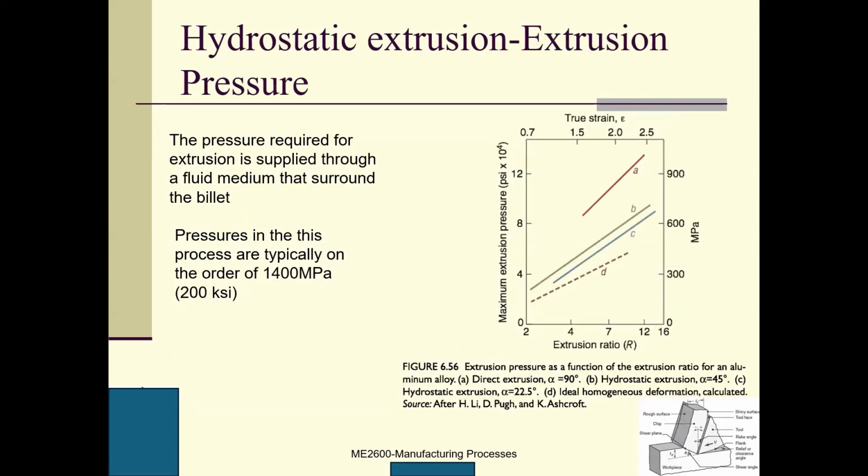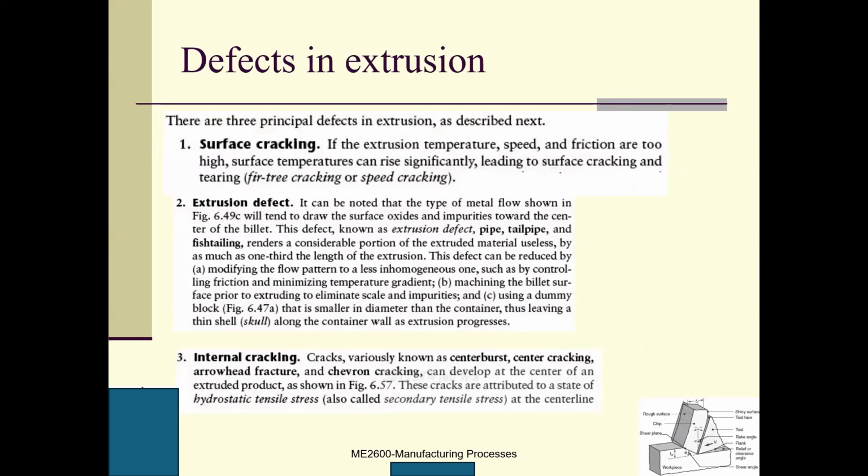Then we talk about defects, the commonly seen defects in extrusion. There are three. The first one is surface cracking, the cracks on the surface. If the extrusion temperature, speed, and friction are too high, the surface temperature can rise significantly, and this can lead to surface cracking and tearing.